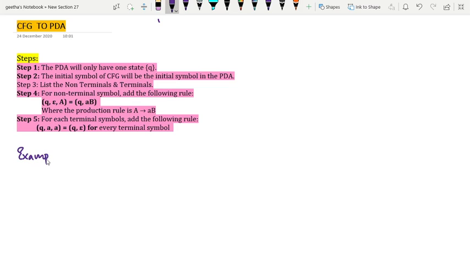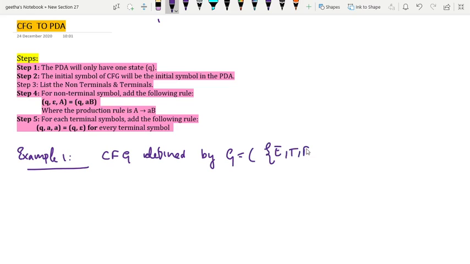Example 1. Here I am going to consider one CFG defined by G equal to E, T, F. You know that any grammar G is represented as V, sigma, R, S.